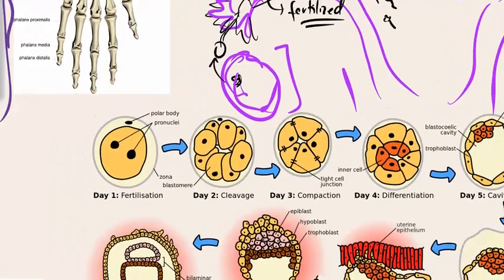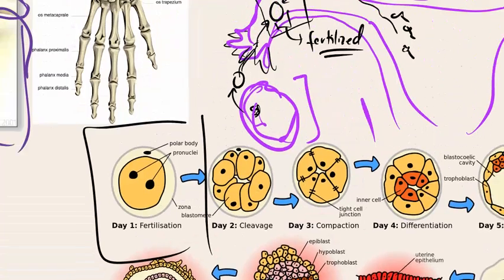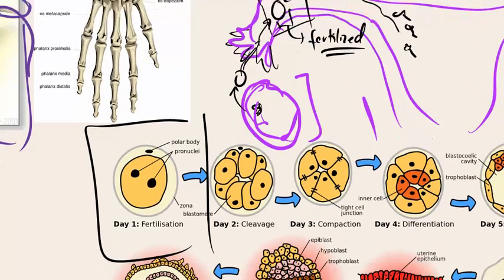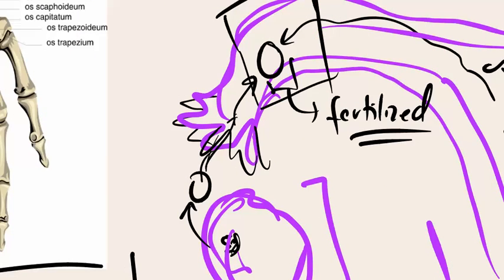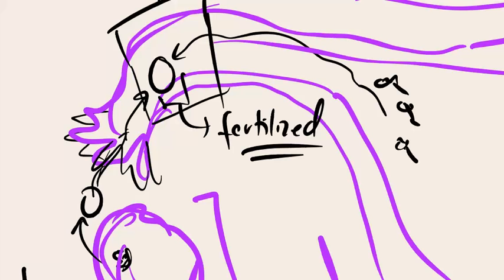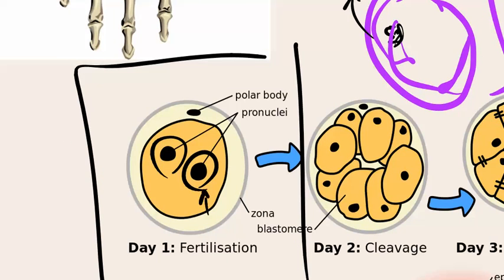Okay, so that's what we're looking at here. At this point, the egg that was ovulated has become fertilized. The major thing we're seeing here is the pronuclei. One of them is coming from your mom, and one of them is coming from your dad, because the sperm had DNA, and the DNA entered the egg. So we have DNA from mom and DNA from dad.